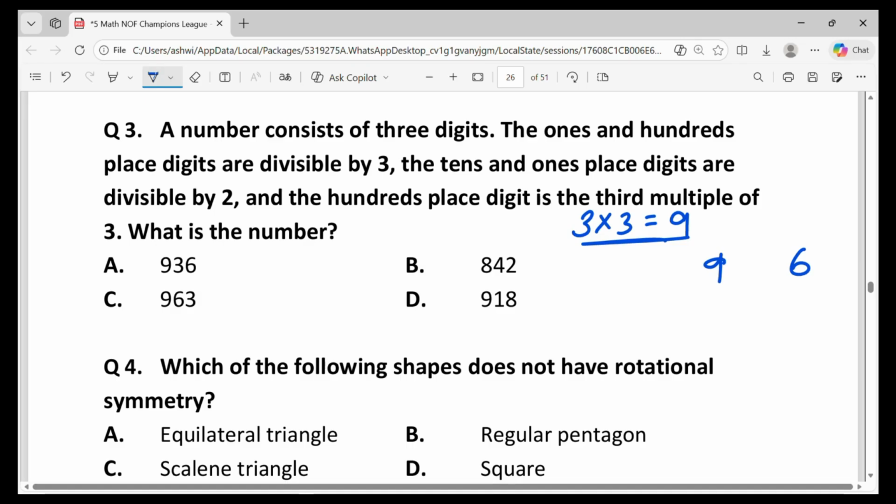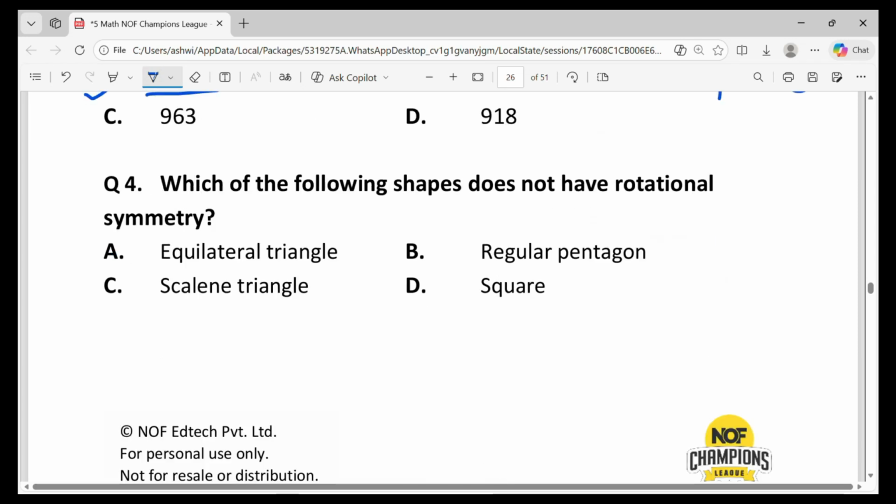And the hundreds digit, that is 9 from here. The tens and the ones place digit is divisible by 2. Ones digit is 6, which is even. The possible tens digits are 0, 2, 4, 6, 8. The ones and the hundreds place digits are divisible by 3. The condition does not impose a restriction on the tens digit. The only option that fits the hundreds digit 9 and the ones digit 6 is option A. So the tens digit is 3, that is A, 936.